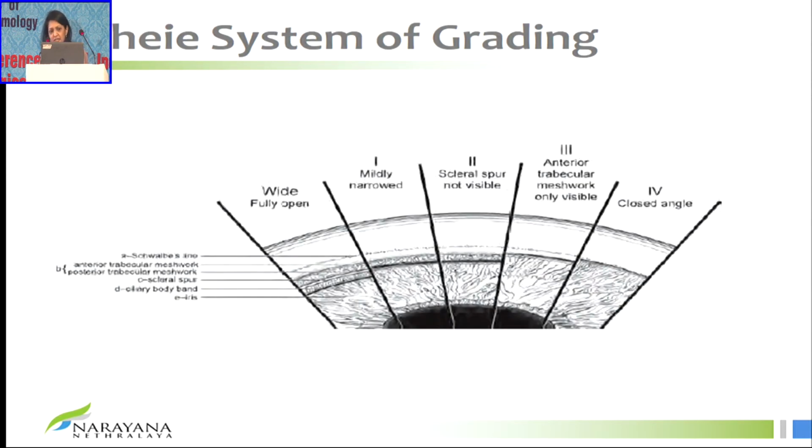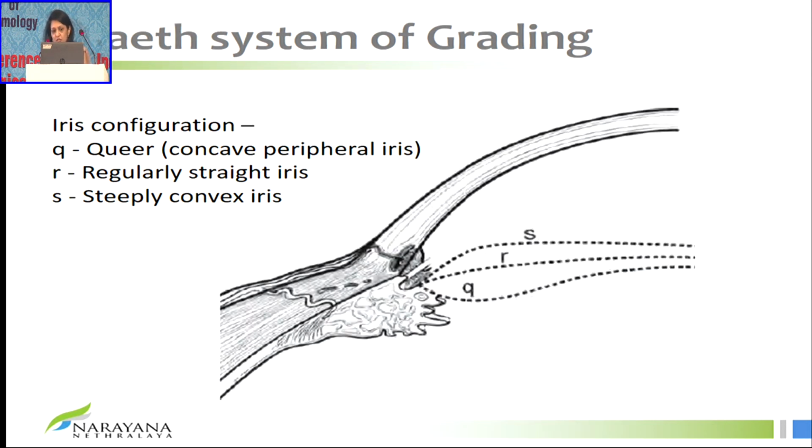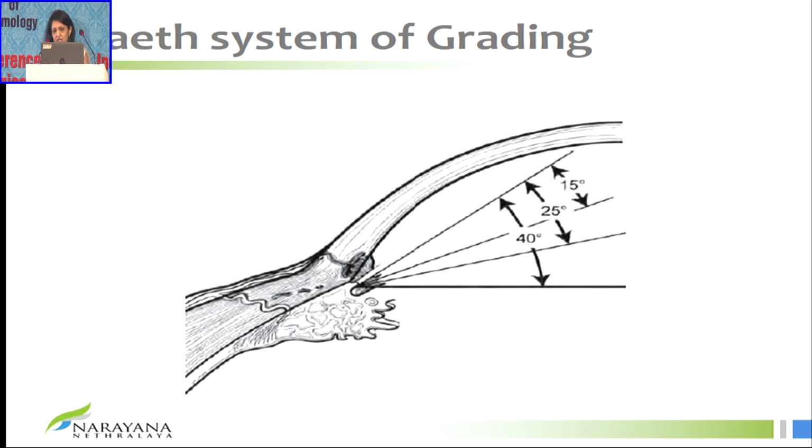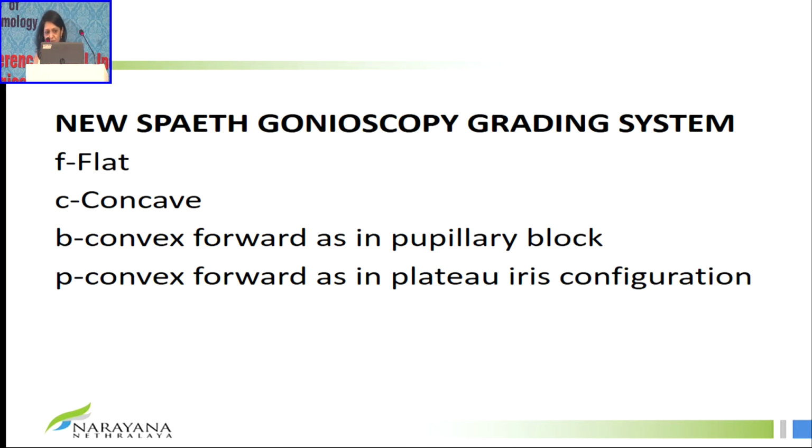So the grading systems, we know there are multiple. I think most standard textbooks would tell this. In the Shaffer system, a fully wide open angle is grade 4, whereas it's the opposite with Scheie's. Spaeth is more exhaustive. It tells you about the iris configuration, the angle width, as well as the level of iris insertion, and also grades the pigmentation.